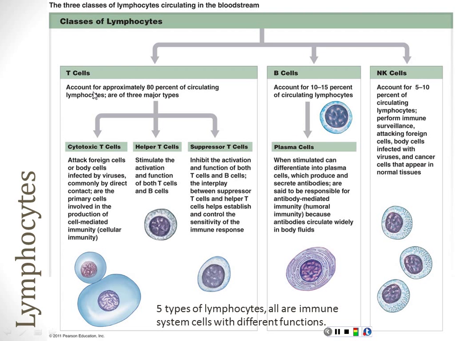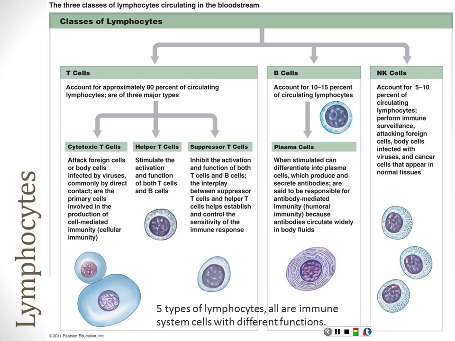T cells get their name. T is for thymus. T cells spend some time in the thymus gland, which you may have never heard of, but it's found in the upper part of the chest. We're going to talk about it more later. But it's sort of an immune system university, right? Cells go to the thymus to learn how to be good immune system cells, how to be good attacker cells. So T cells all spend time in the thymus gland before they go on to do their thing.